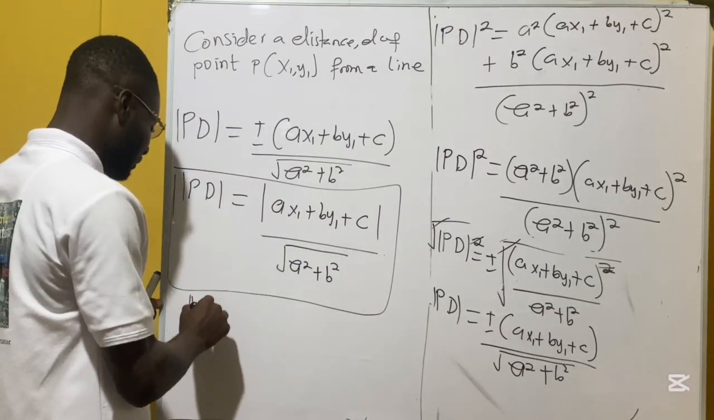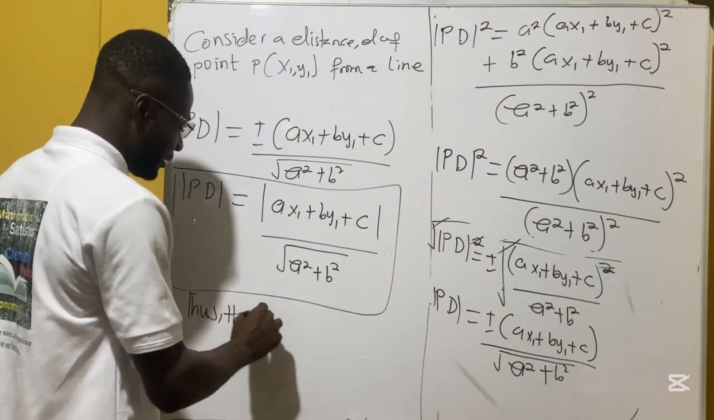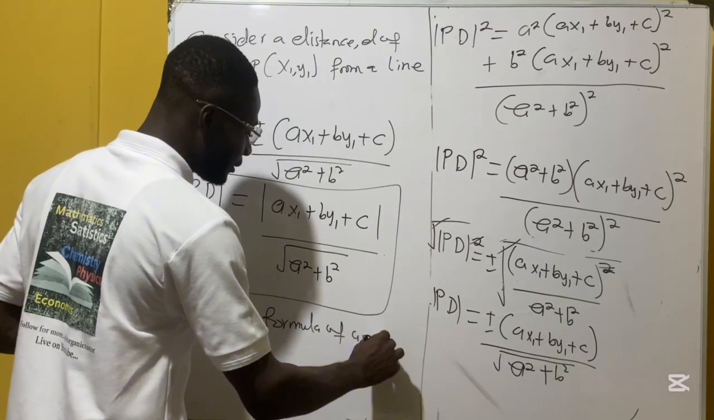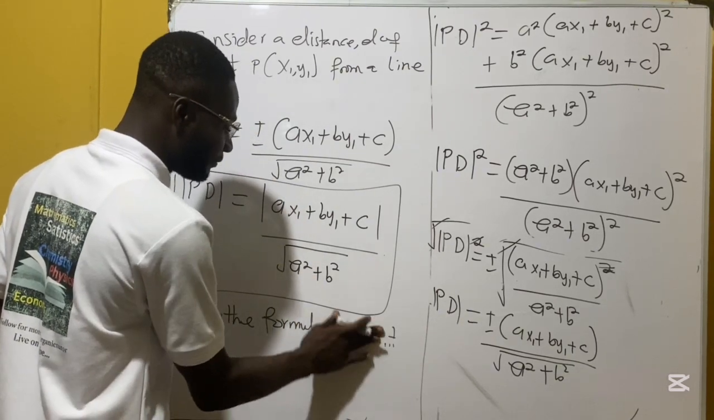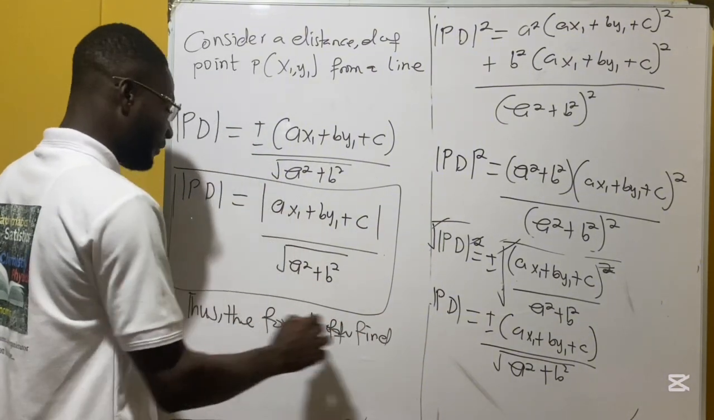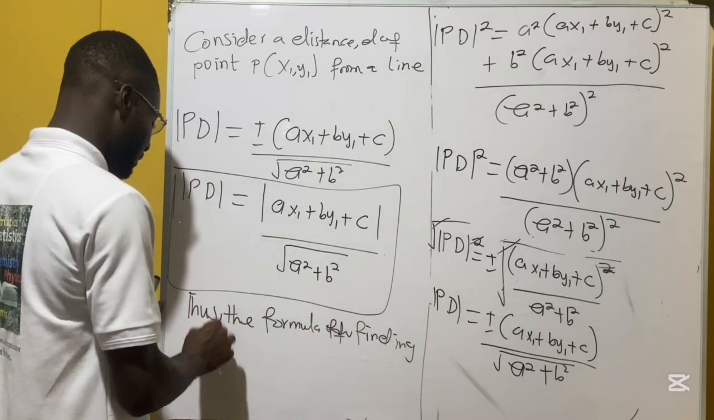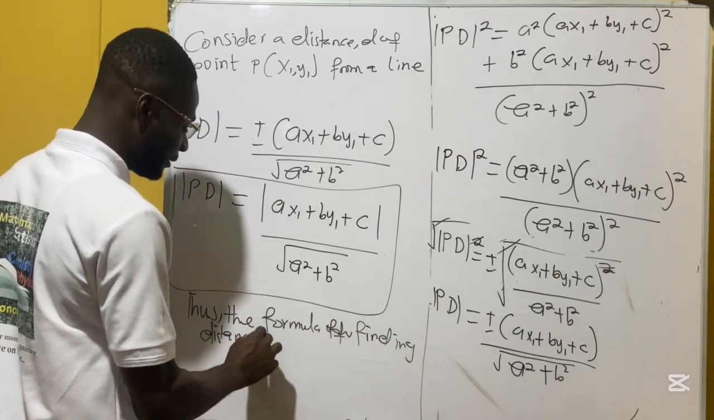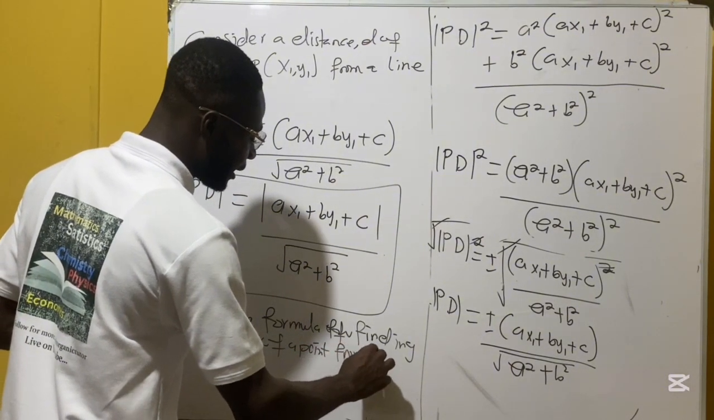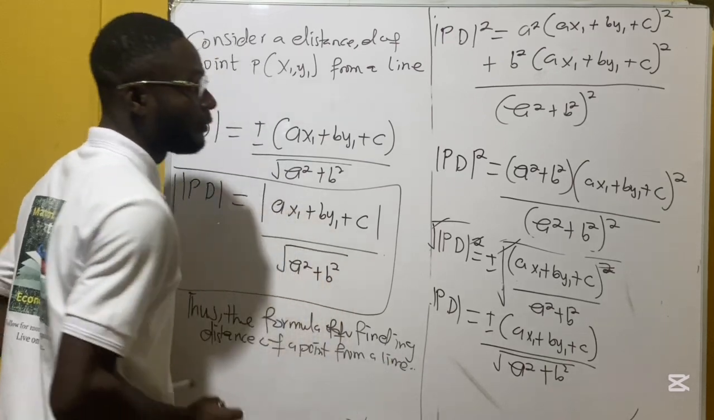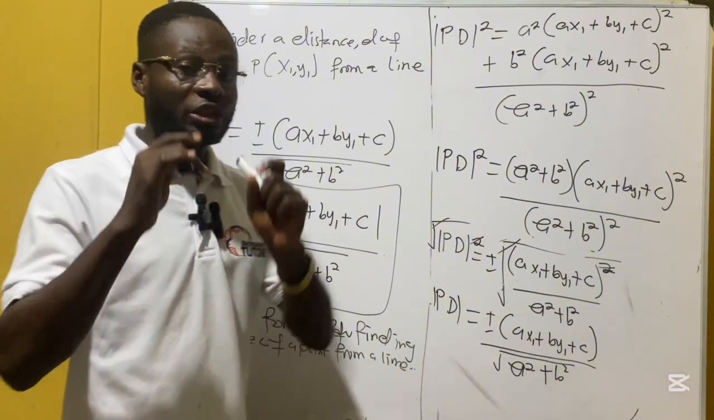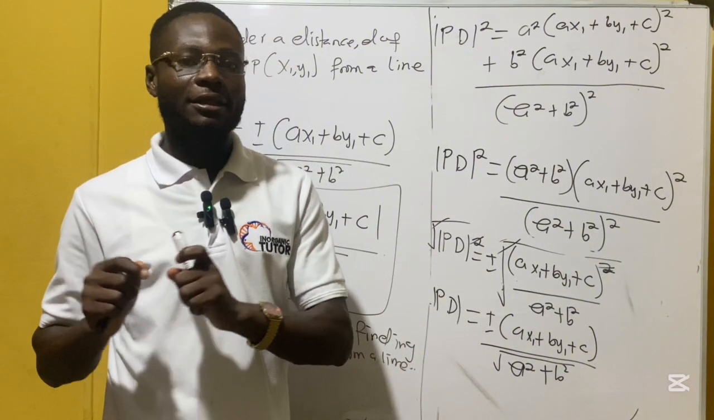So that's the formula for finding the distance of a point from a line, right? So that is the process that we go through to derive the distance of a point from a line.